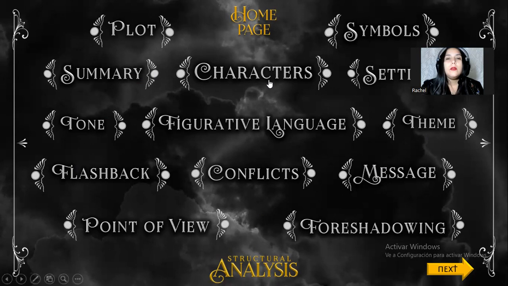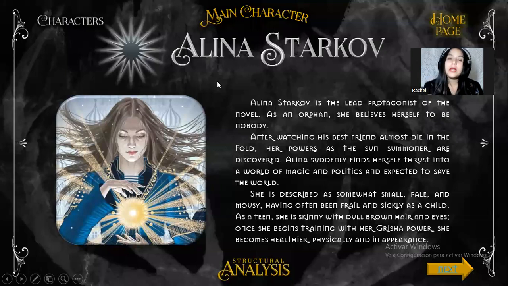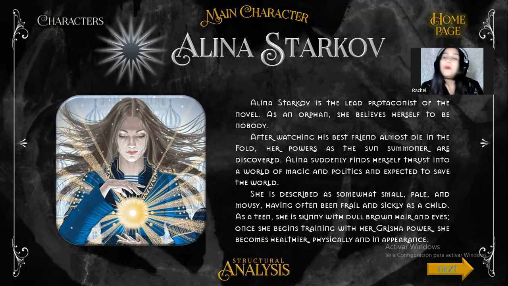First, let's check the characters. We have the main characters that are three. Alina Starkov, she's the lead protagonist of the novel. And as an orphan, she believes herself to be nobody. After watching her best friend almost die in the Fold, her powers as the Sun Summoner are discovered. Alina suddenly finds herself thrust into a world of magic and politics and expected to save the world.